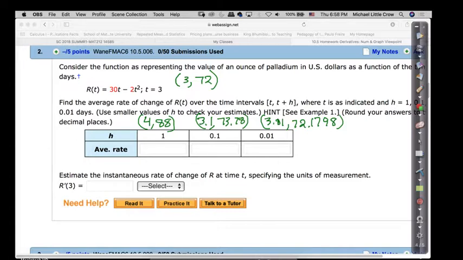Okay, and so I've got it set up for you, and again, we'll leave it at that for now. If you need some help with it, we'll go through it. But this is really what we were doing in 10.4, finding average rate of change, but we do it 3 times. Okay?